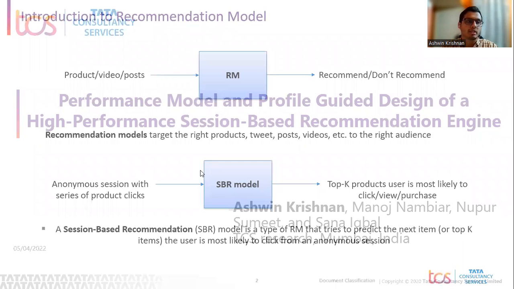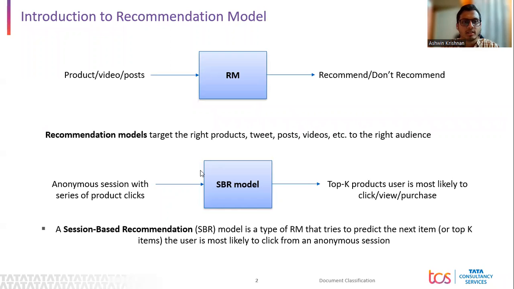Now, starting with a quick introduction to recommendation models. Recommendation models are systems that try to target the right product to the right audience or user. For example, when you visit a site like Amazon, you see a lot of products being highlighted on your screen based on your previous interaction with the website. This is essentially the job of a recommendation system.